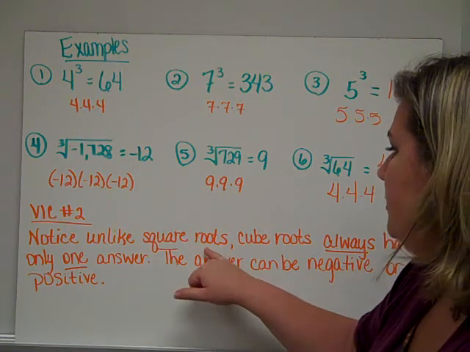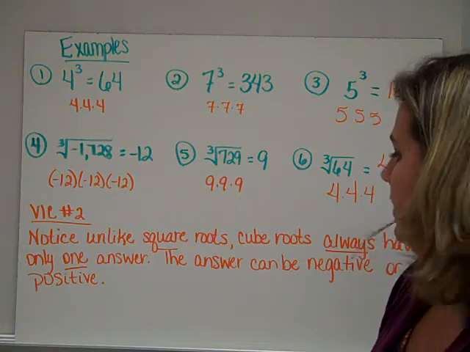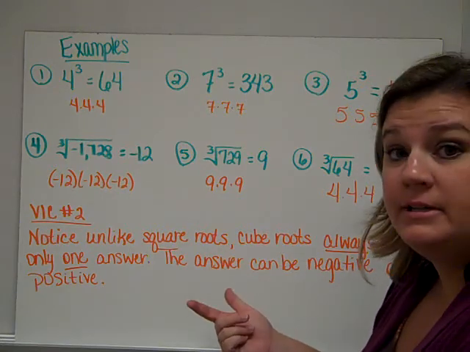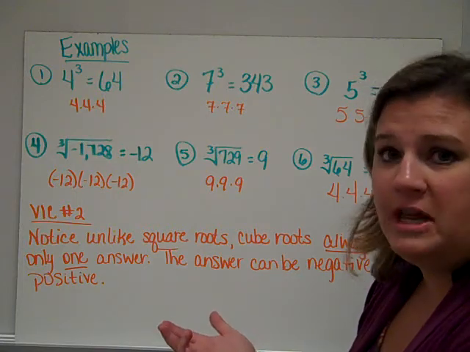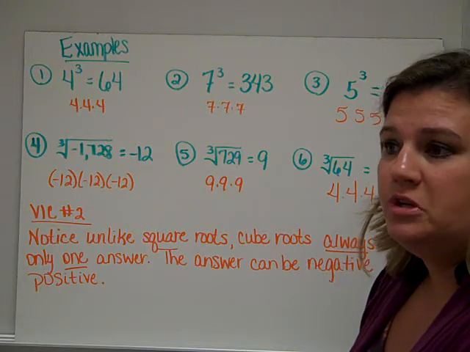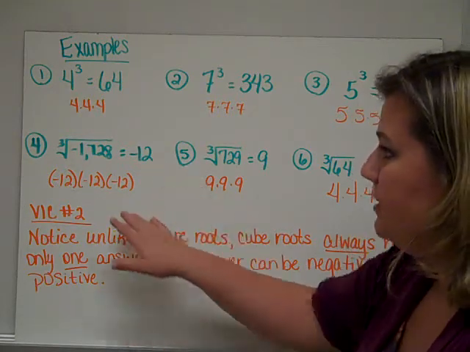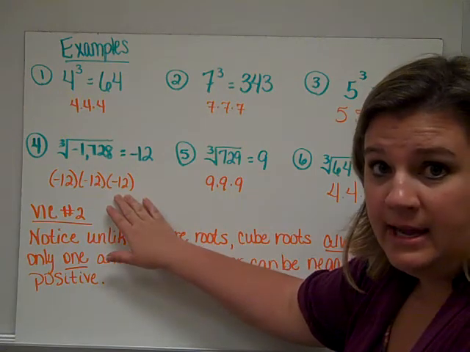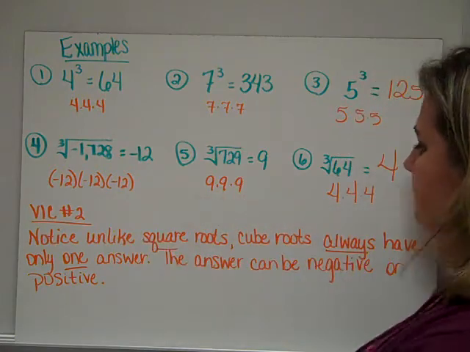Notice, unlike square roots, these cube roots always have one answer. And that answer can either be positive or negative. And remember, the integer rule for multiplication is that a negative times a negative is a positive. So when you do have square roots, your outcome would be positive. But with cube roots, you have that odd number hanging out there, so the outcome could either be positive or negative.